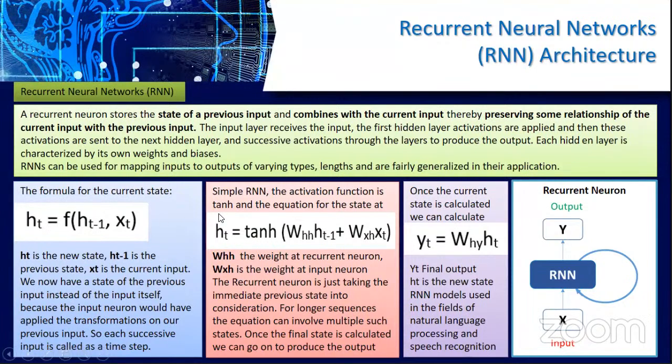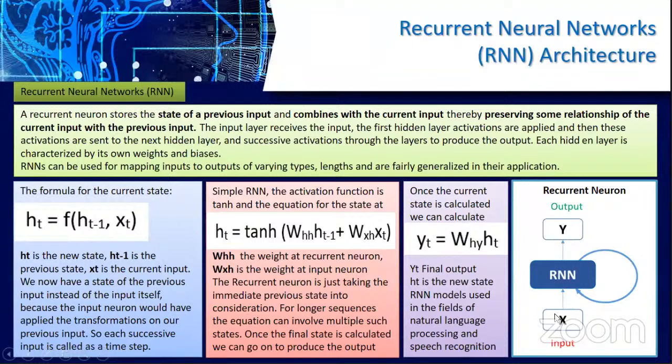The activation function for CNN is generally called ReLU, right? But when you come to the RNN, the activation function will be tanh. So you write it as H suffix t is equal to tanh of W suffix HH into H suffix t minus 1 plus W suffix XH into X suffix t. Now let's see the meaning of each of these. The first parameter, W suffix HH, is nothing but the weight at the recurrent neuron, and W suffix XH is nothing but the weight of the input neuron, right?